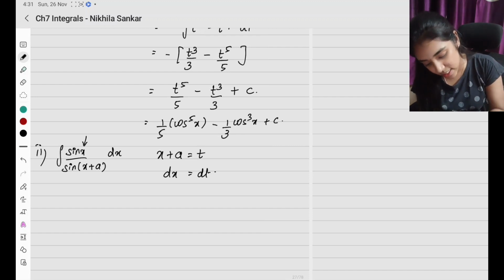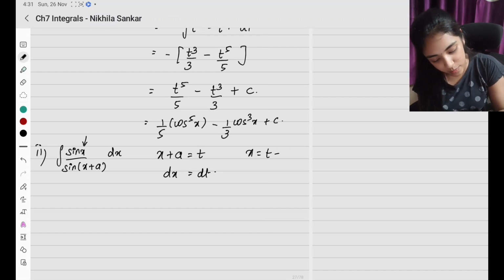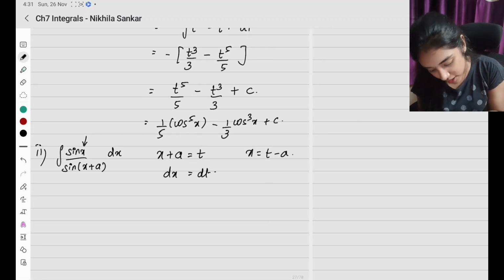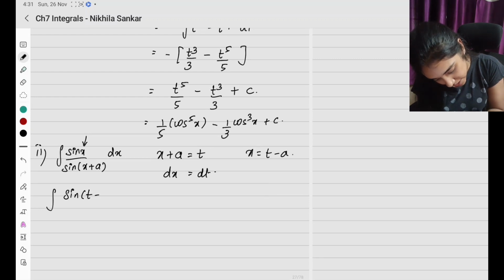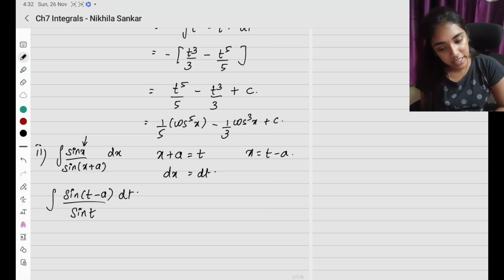Okay? இப்போ இந்த இடத்துல ஒரு x இருக்கு. இதையும் change பண்ணணும்ல? அப்போ x is equal to t minus a ன்னு மாத்த போறேன். நியூமரேட்டர்ல இருக்கலாம். டினாமினேட்டர்ல இருந்தா தான் கஷ்டம். So this is going to be integral of sin of t minus a divided by sin t times dt. Okay? இப்போ நியூமரேட்டர்ல என்ன ஃபார்ம்ல இருக்கு?